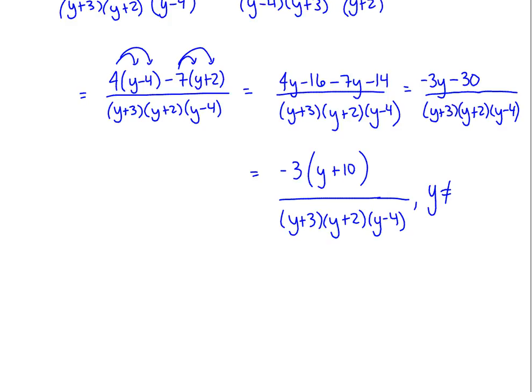And finally, we can get to our NPVs. Oh, good thing there's only 2 pages today, hey? Oh, no, there's 3. I lied. Darn it. Sorry. Hopes up, and then crushed. Y can't be what values? Negative 3, negative 2, and 4.